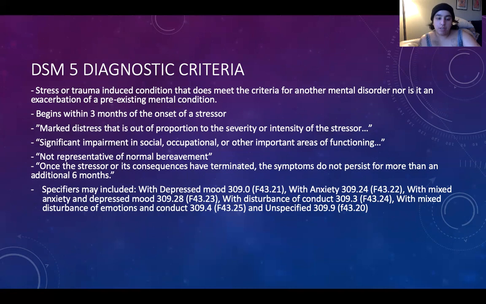These were a couple of cutouts I took from the DSM, talking about what the symptoms are. We have marked distress that is out of proportion to the severity or intensity of the stressor, and significant impairment in social, occupational, or other important areas of functioning, like work, school, and interpersonal relationships.